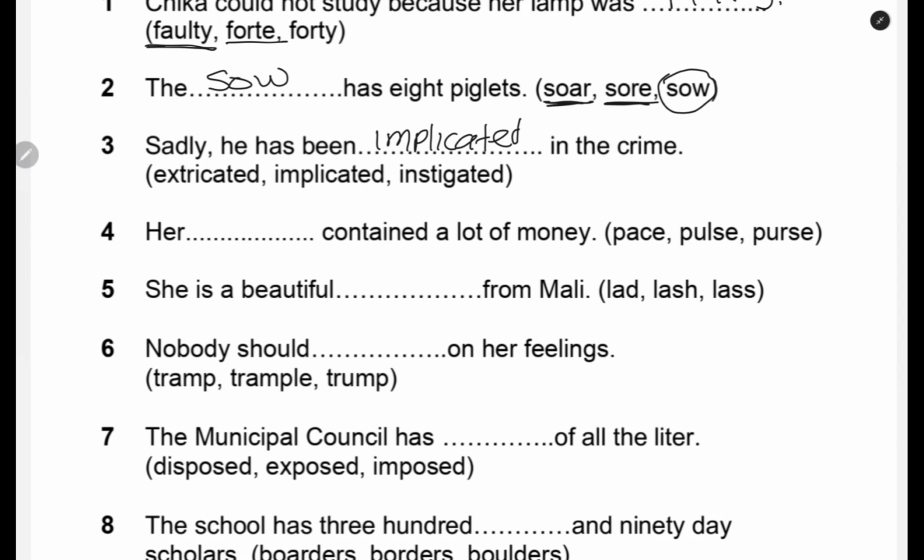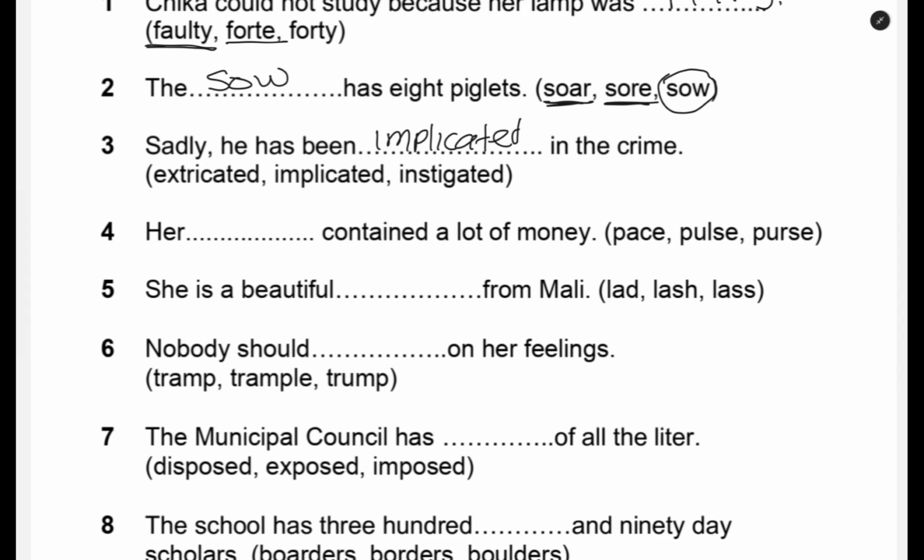What about instigated? Instigated means initiated or started a problem or a conflict. So when a problem or a situation has been started, we say it has been instigated, and it is not correct in this context. So the only one that fits is implicated. So we have written implicated there as the correct answer. So we move on to question number 4.